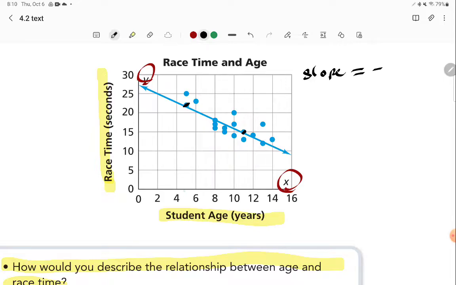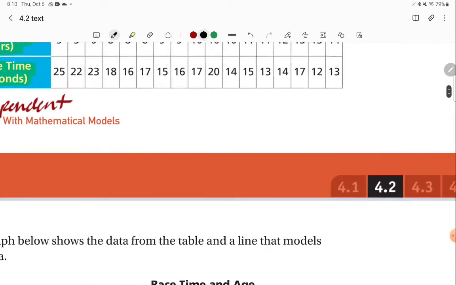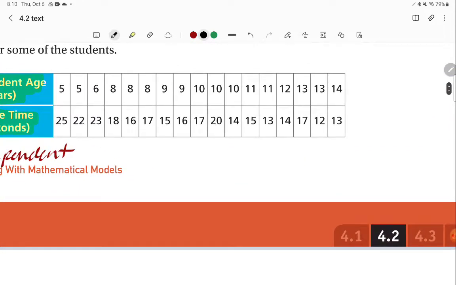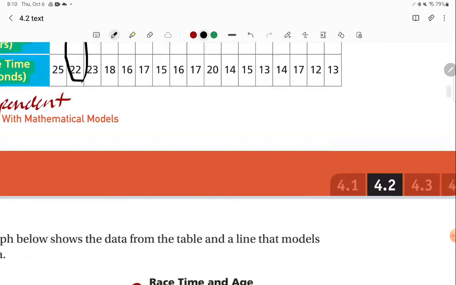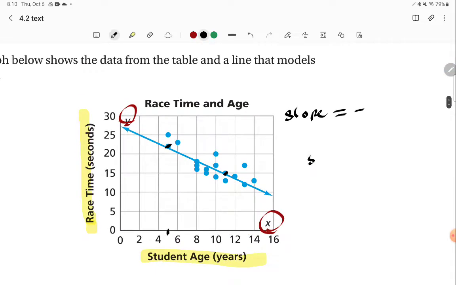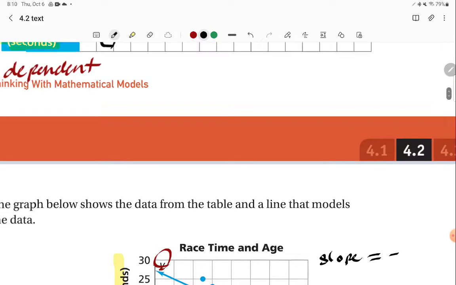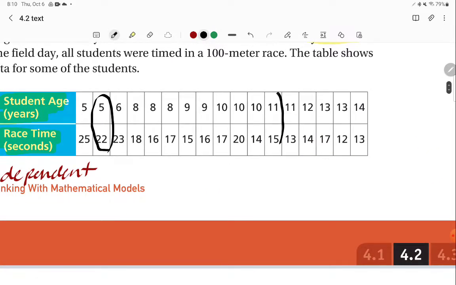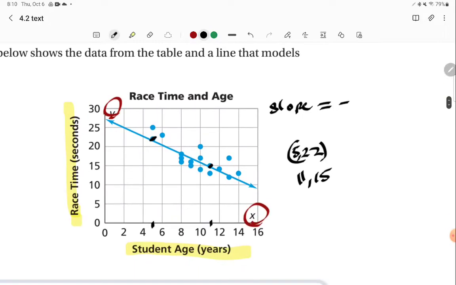So this looks like it's about the age of 5 and 20 something. So look up here. So (5, 22) is the first point that we're going to look at. (5, 22). And the second one is going to be (11, 15). Make sure that's actually a point up here. (11, 15) right there. Now we're choosing those two because they look to be on that line.